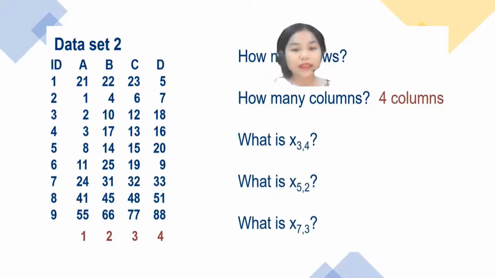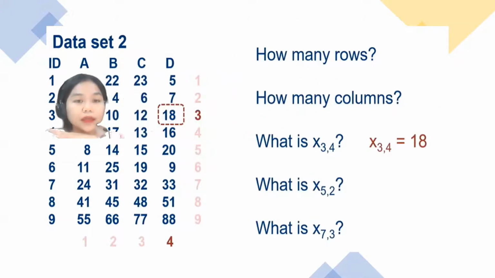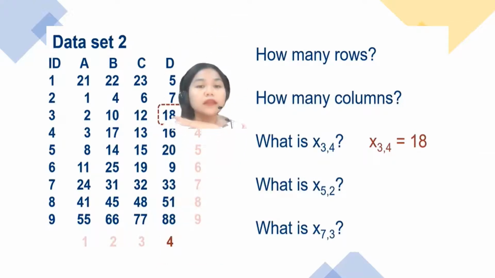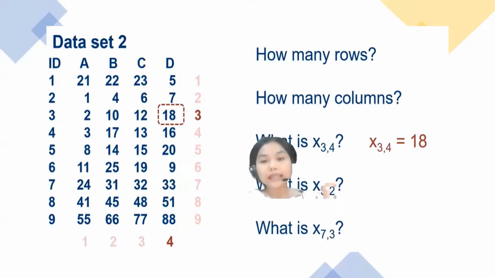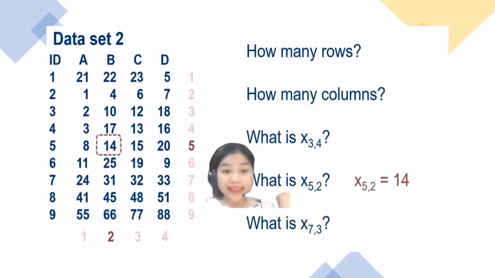So let's try to find the intersection. Here it is. Row 3 and column 4, the value specified by that specific location is 18. So the answer is 18. The second one is x5,2. So row 5, column 2. So the answer is 14.